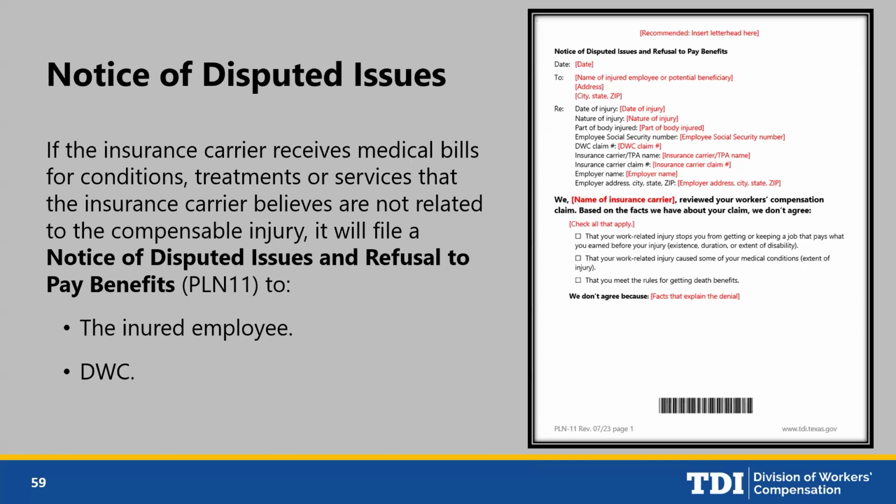This is when the insurance carrier is receiving, say, medical documentation or investigative materials, or they're looking at the diagnosis codes on your medical bills for conditions, treatments, or services that the insurance carrier believes are not related to the compensable injury. So say they accepted a shoulder injury, so there is a compensable injury, but your diagnosis codes also include a foot or another diagnosis. They could question that second diagnosis with a PLN 11.